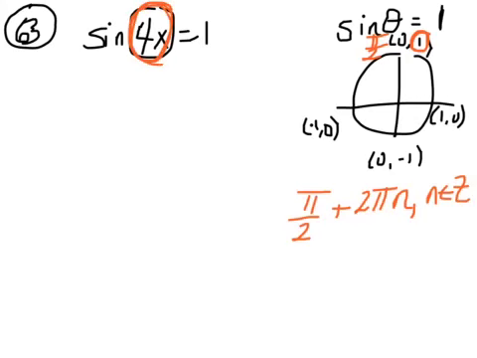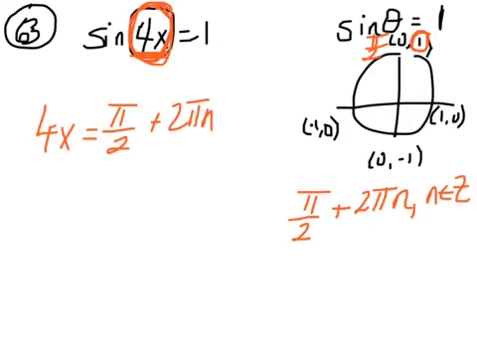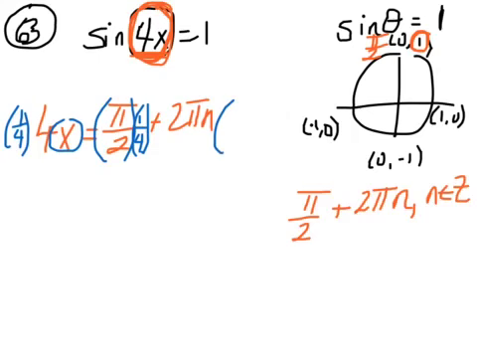I had this 4x. So to solve for it, I'm going to take the 4x, that was the argument here, and set it equal to what would have been my answer over here, the pi halves plus 2 pi n. Now, I need to get x by itself. I could divide everything by 4, or multiply by a fourth. I'm going to multiply everything by a fourth, just because I've got a fraction here and I like looking at it that way better. You could do whatever you want as long as it ends up correct.